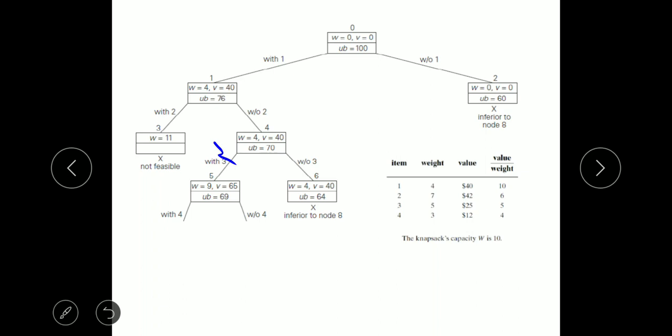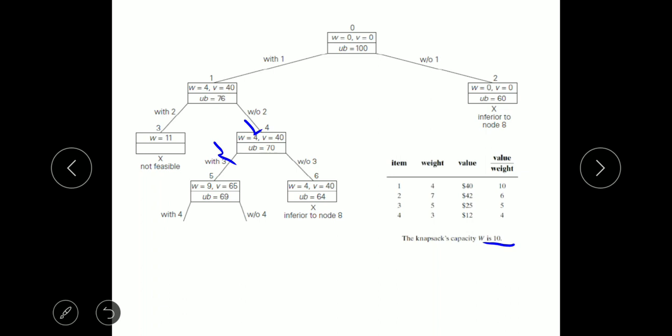So first calculate the weight. What is the weight of the third item? The weight of the third item is 5, and the previous weight which is already existing in the knapsack is equal to 4. So 4 plus 5 is equal to 9, which is within the capacity of the knapsack. So therefore let us now calculate its upper bound.